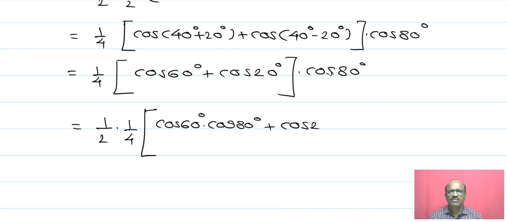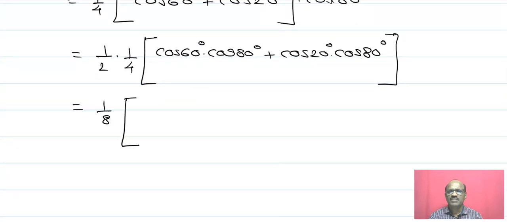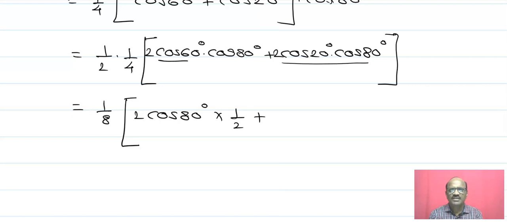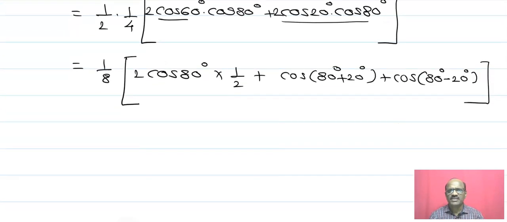That is 1 upon 2 into 1 by 4, cos of 60, cos of 80. After the multiplication, you will get that we have adjusted 2 there. Now I am adjusting there. That is 1 upon 2 into 1 upon 4, that is 1 upon 8. In the bracket, I am writing now the 2, that is 2 cos of 80, and the value of cos of 60 is 1 upon 2, plus 2 cos of 20, and the cos of 80 is written in this manner, that is cos of A plus B plus cos of A minus B.